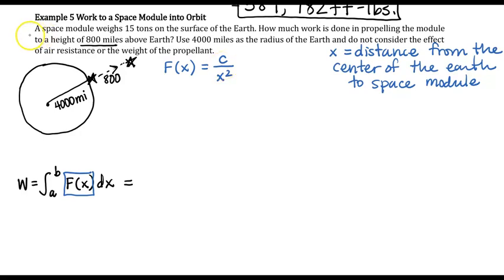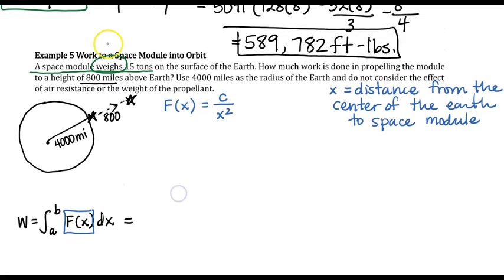See, we're given that the space module weighs 15 tons on the surface of the Earth. When we think about weight, remember that weight is a force when we're talking about gravity. So I can plug into this equation. I know that the force is 15 tons.